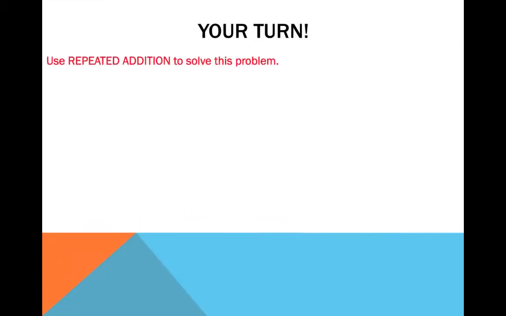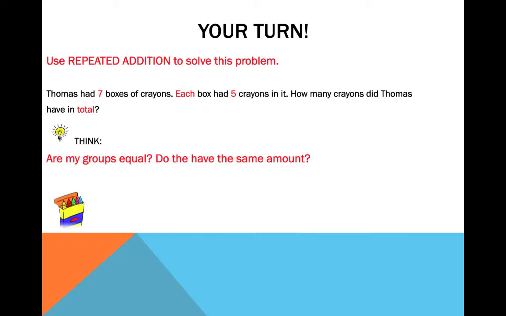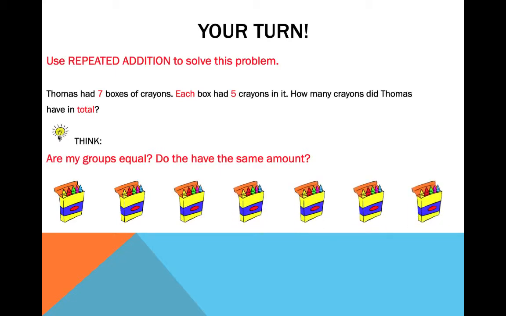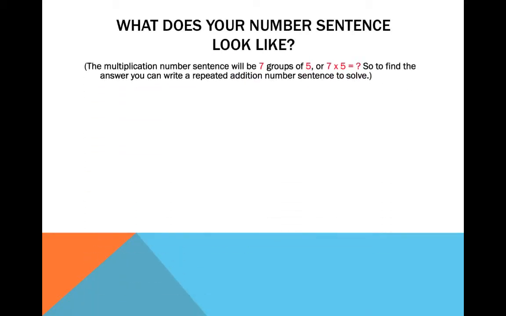Your turn. Let's use repeated addition to solve this problem. Thomas had 7 boxes of crayons. Each box had 5 crayons in it. How many crayons did Thomas have in total? Let's think. Are my groups equal? Do they have the same amount? Well, here's our 7 boxes of crayons. And it looks like there's 5 crayons in each box. So what would your number sentence look like? Well, the multiplication number sentence will be 7 groups of 5, or 7 times 5 equals.